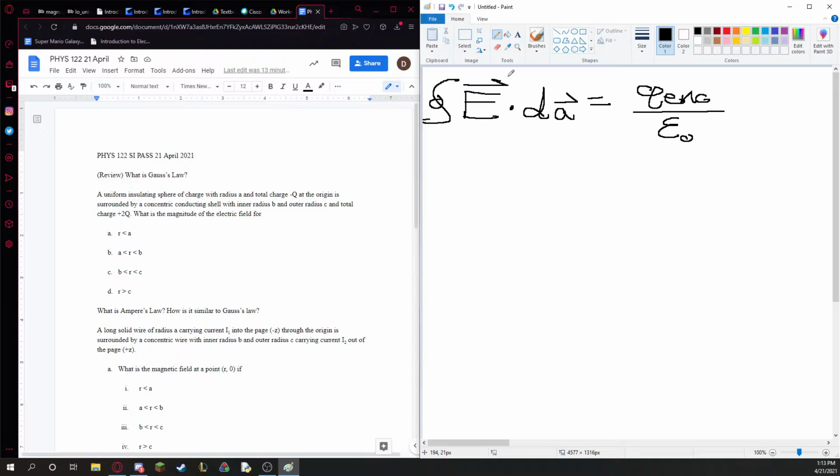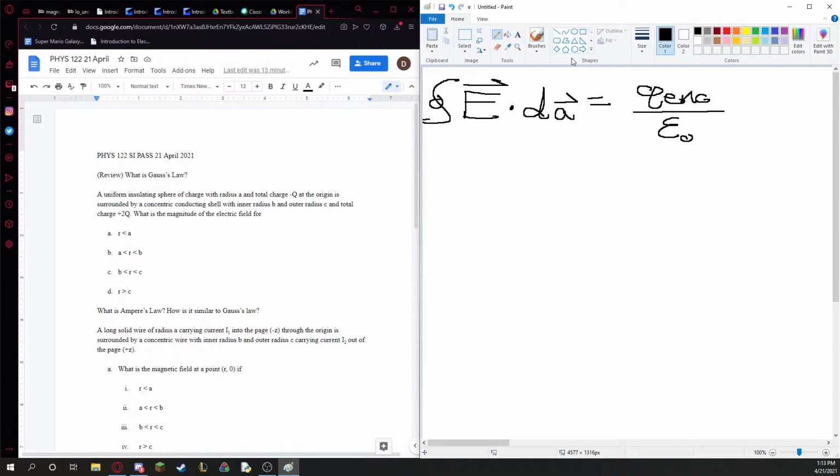Right, if we have a symmetrical charge distribution where the dot product of E dot dA for all the points is going to be either 1, so E times dA with the cosine of theta being 1, or it's going to be perpendicular where the cosine of theta is 0, we can find our electric field for symmetric charge distributions.